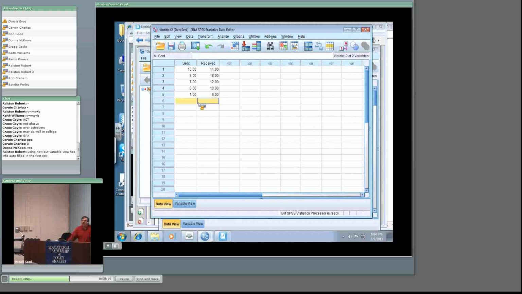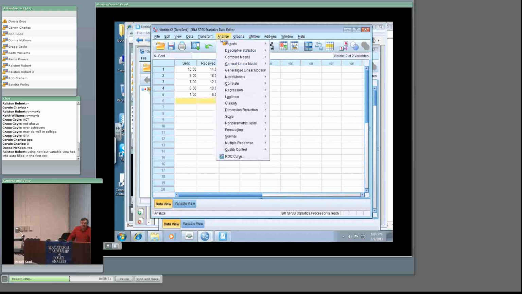So I'm ready to run the analysis. Where do you suppose, again, where do we start if we're going to analyze? Speaking of things that are intuitive, analyze. Okay, I'm going to analyze, and you'll see that when I click on the drop-down menu below Analyze, I see an option called Correlate. We want to get a correlation, we're going to correlate.